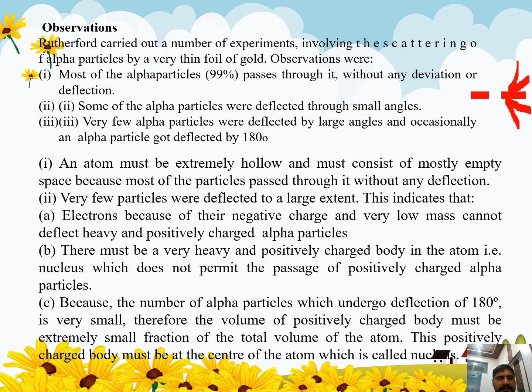both don't permit the passage of the alpha particle to the nucleus, because the number of alpha particles that undergo deflection is very small. Therefore the volume of positive charge is an extremely small fraction of the total volume of the atom. It is the charged mass at the center of the atom, which is called the nucleus.